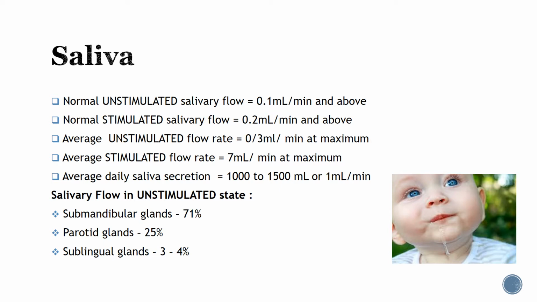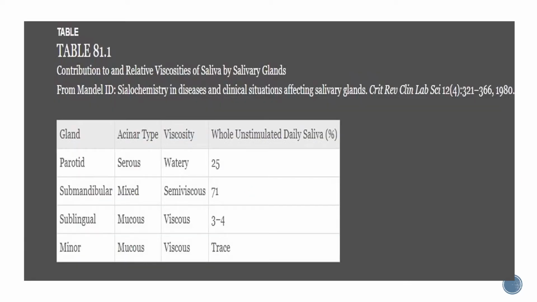Salivary flow in the unstimulated state is produced primarily by the submandibular glands, and the parotid and the sublingual glands produce only 25 and 3 to 4% of the flow respectively. Once stimulated, the relative contributions of the parotid and submandibular glands are reversed, and the parotid gland supplies 2/3 of the salivary flow. This is a table of the contribution to the relative viscosities of the saliva by the salivary glands. Just check this table in your books.